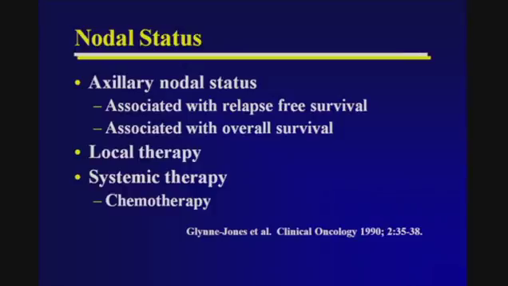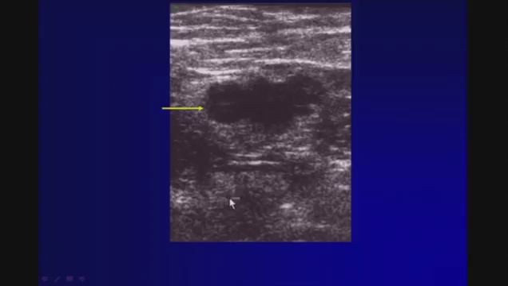The axillary lymph node status is very important as a prognostic indicator. Axillary lymph node status is associated with relapse-free survival. Also, it is associated with overall survival. And the involvement of the axillary lymph nodes affects local therapy, for example, if there's axillary dissection, and also involvement of systemic therapy. For example, most patients with axillary lymph node involvement will undergo chemotherapy.